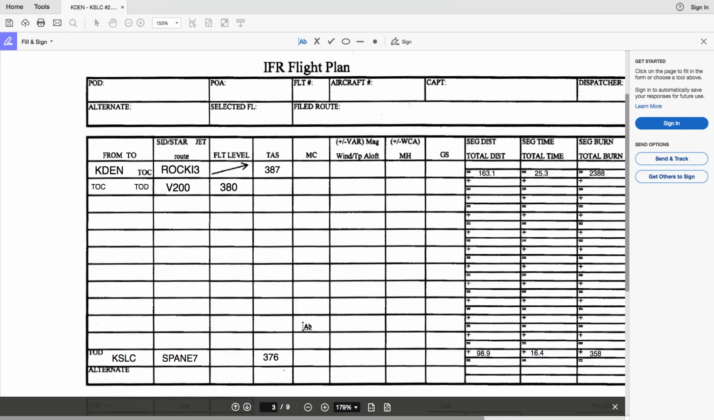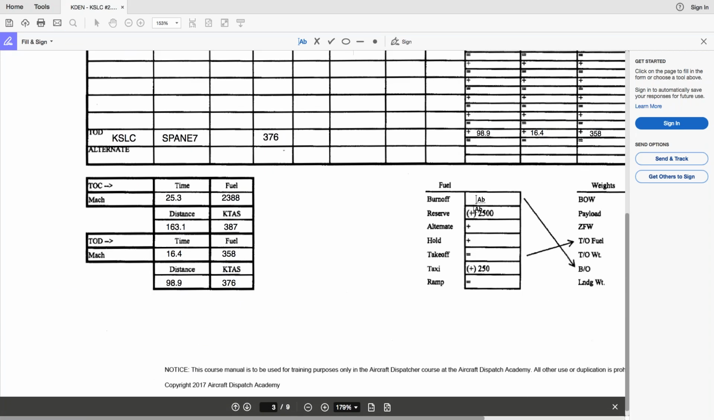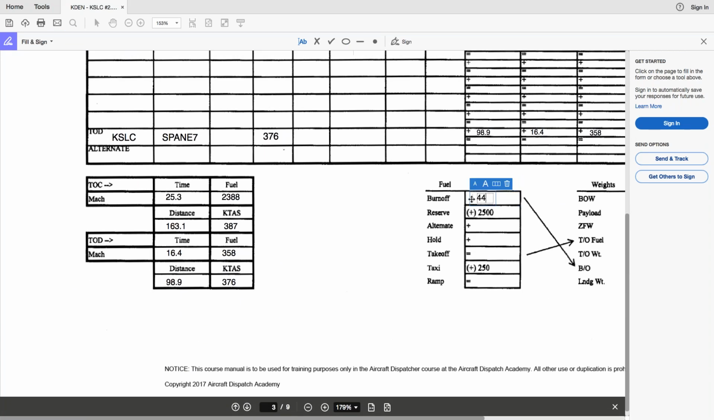Garrett, do we have copies of all of these forms on the hard drive? Yes, and I've got a lot here too. How do we find ISA for our cruise? ISA for our cruise, winds aloft chart. Okay, how did you get, what is it, 44,848?